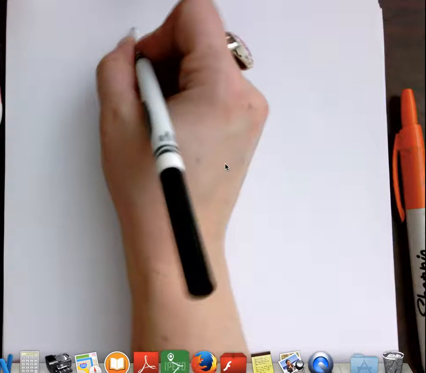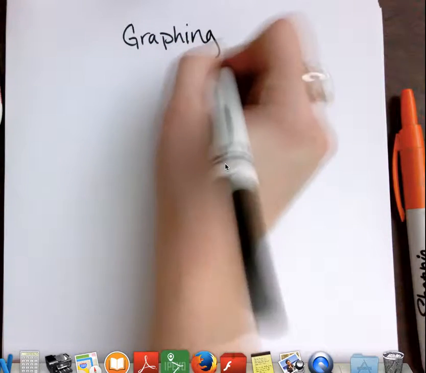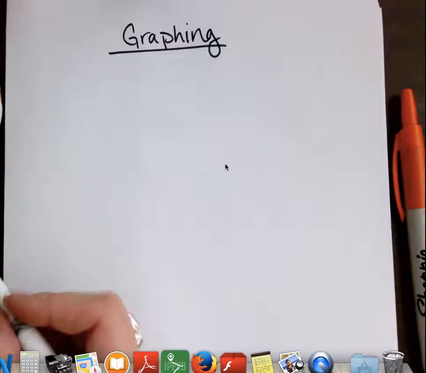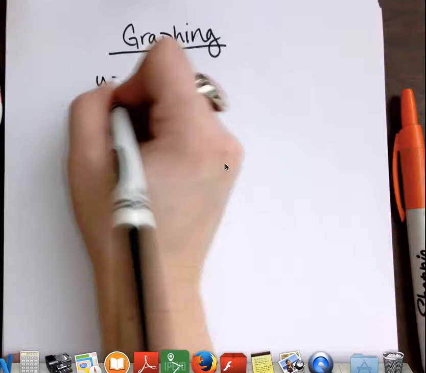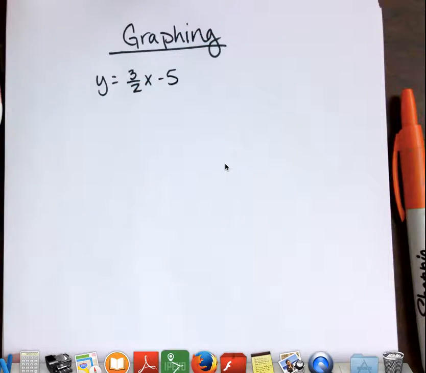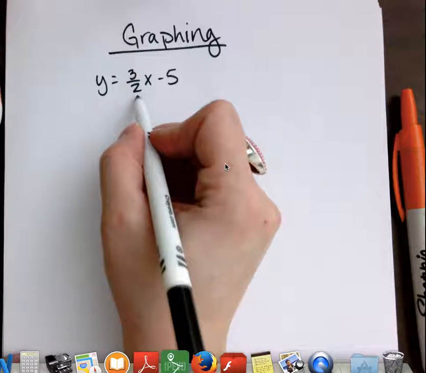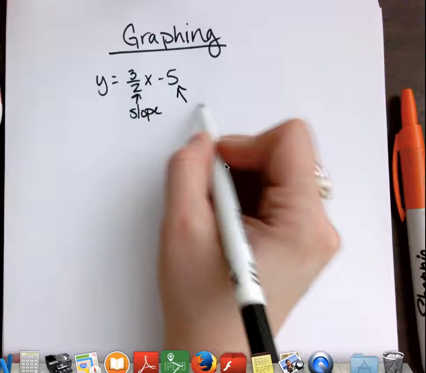So let's check out what it looks like to graph. Let's practice our graphing. We're going to practice graphing. Remember, if we're given an equation, let's use this equation here. 3/2 is my slope, and -5 is my y-intercept.